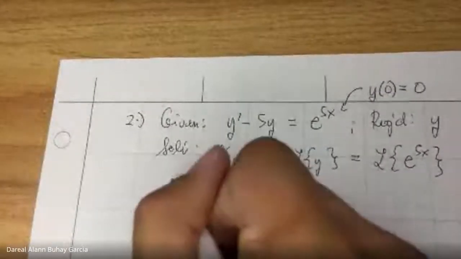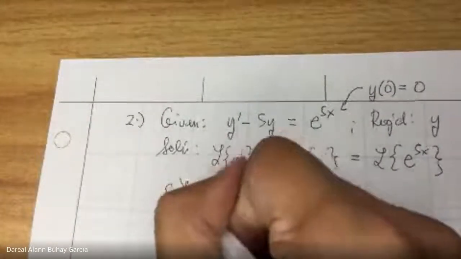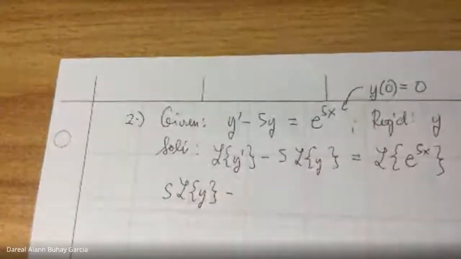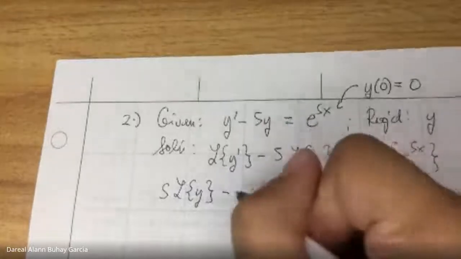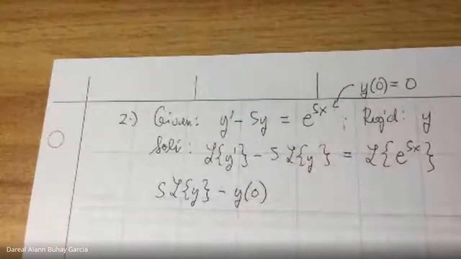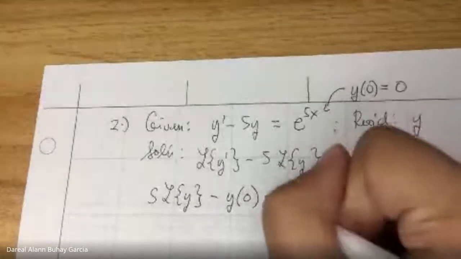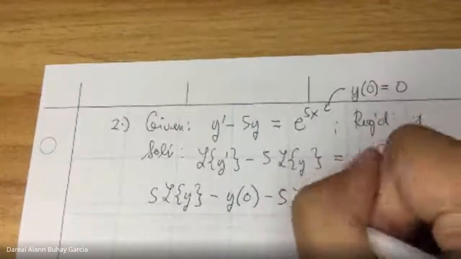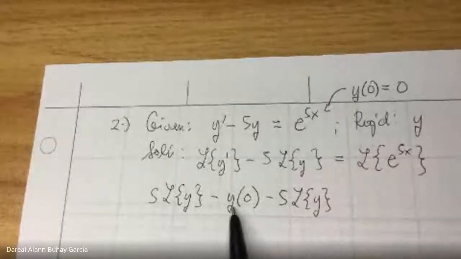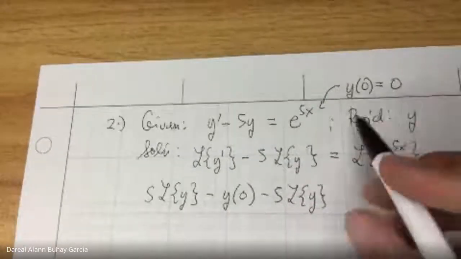So, s Laplace of y minus y of 0, minus 5 times the Laplace of y. We can ignore that, since 0 is our initial value condition.